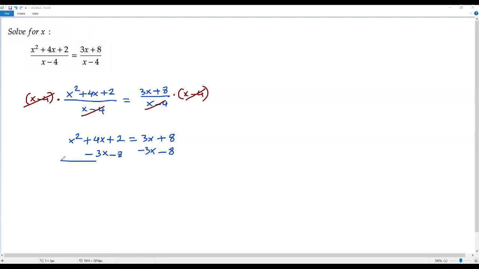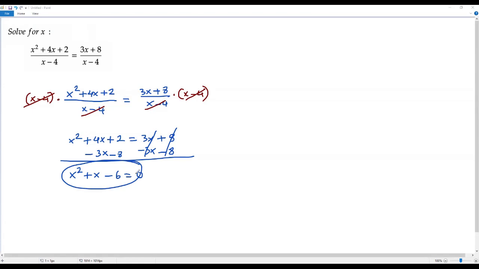Let me finish. So positive 3x and negative 3x will cancel. Positive 8 and negative 8 will cancel. x squared, when I combine positive 4x and negative 3x, I'm getting positive 1x. When I combine positive 2 and negative 8, I'm getting negative 6 equals 0. Now we have the quadratic equation in standard form.